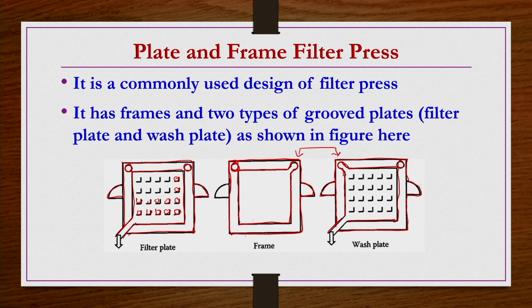Now these things combine as a single unit. We can add them together: filter plate, frame and then wash plate, so that the frame center will have a hollow region. So, such a filter plate, frame and wash plate, and then the filter medium, make one unit. There are n number of such units one can have, and then one can arrange them together like this.